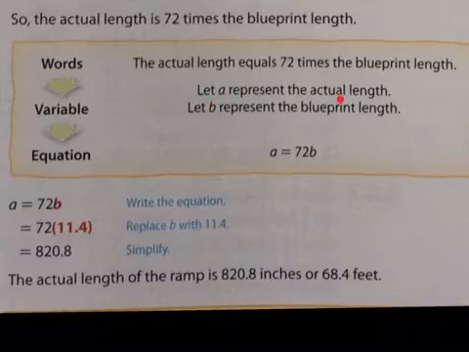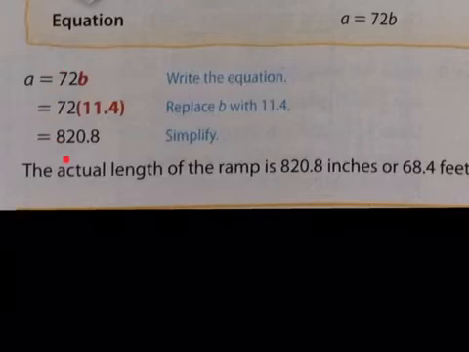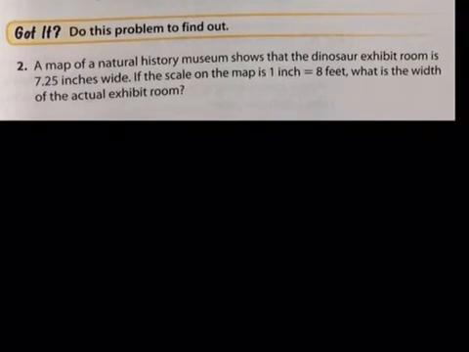Let A represent the actual length. Let B represent the blueprint length. So A is the actual length, right? And that means it equals 72 times the model. So this is the model size, and we multiply it times 72 to get the actual size. And you can see that that's how it was done right there. Okay? Now we can try this example here together.